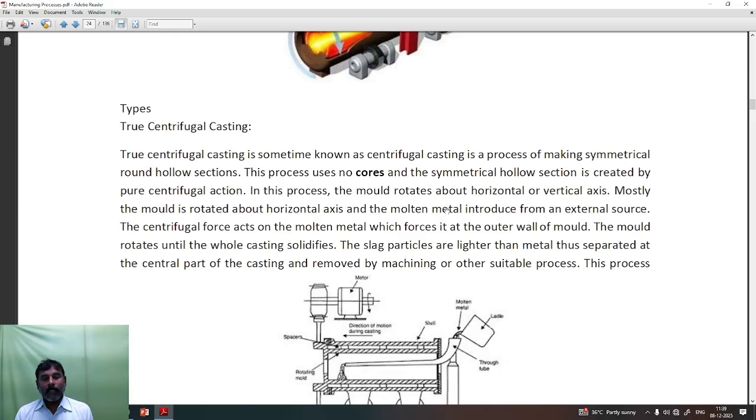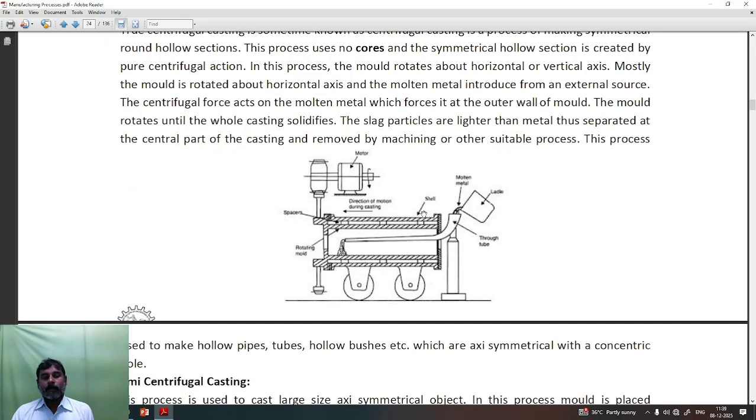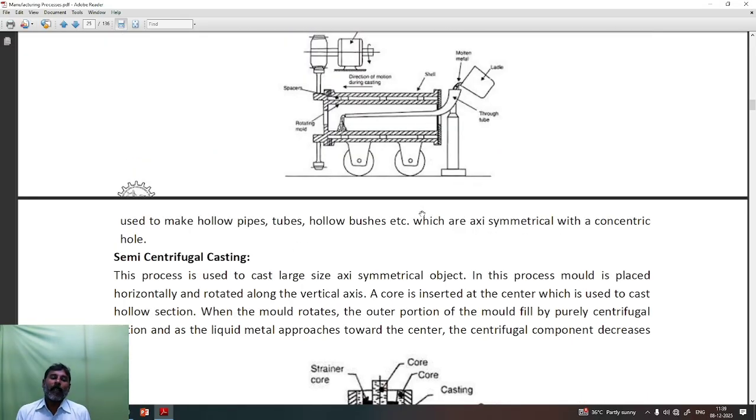The centrifugal force acts on the molten metal, which forces it to the outer wall of the mold. The mold rotates until the casting solidifies. The slag particles are lighter than the metal, so they separate toward the center of the casting and are removed by machining. The process is used to make hollow pipes, tubes and hollow bushes, which are axis symmetrical with a concentric hole.